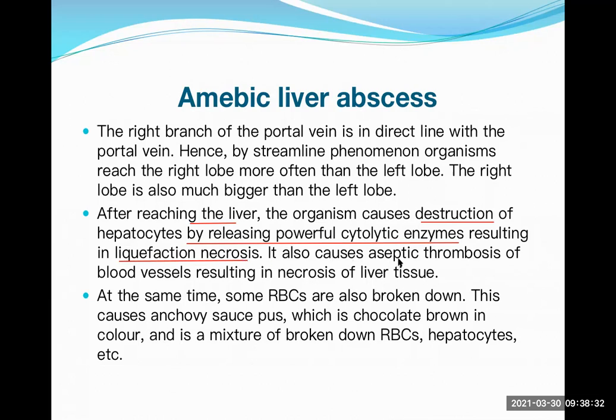It also causes aseptic thrombosis of the blood vessel, which results in necrosis of liver tissue. Aseptic thrombosis means there is no pus formation. Probably because of the extension of the inflammation from the wall of the blood vessel, there is thrombus formation inside. After thrombosis, there is ischemia, and ischemia can lead to necrosis. So this is another way by which the damage or destruction of the liver is done. But the more important way is this cytolytic damage.